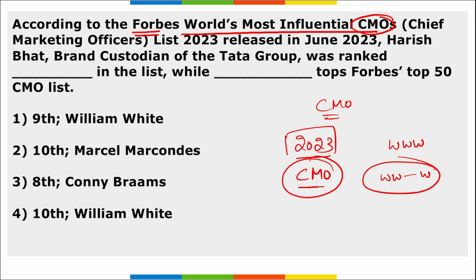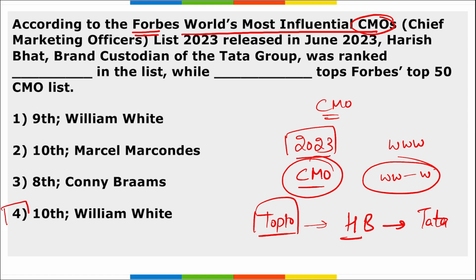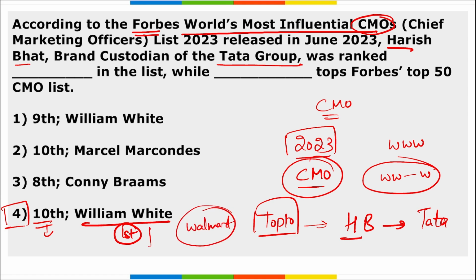Then who was the only Indian in the top 10 in this list? He is Harish Bhatt, and he is the CMO of Tata Group. So what is the correct option here? Option 4th, that on 10th position is your Harish Bhatt. He is the brand custodian of Tata Group. He is the CMO of Tata Group. And William White secured the first position. He is the most influential CMO of Walmart. Correct? William White.